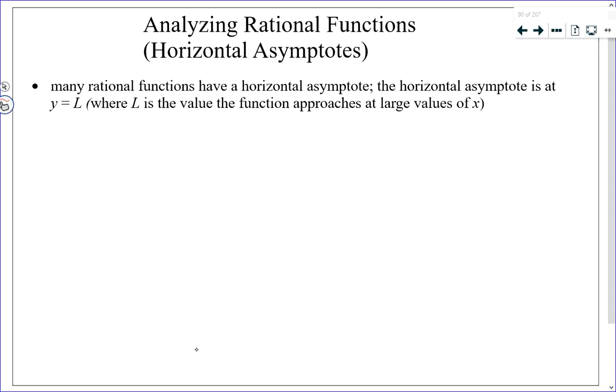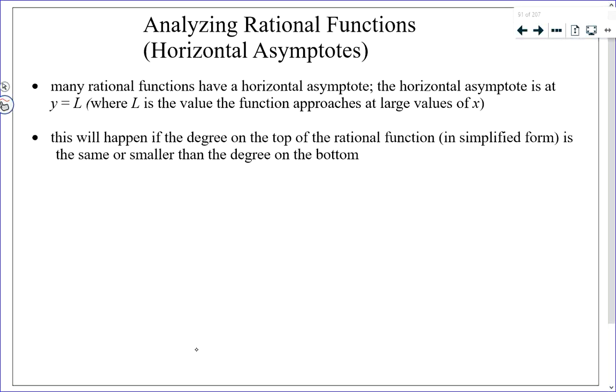It will have an equation of y equals some number. That number is the value that y approaches when x gets really large. So if you wanted to find out if there's a horizontal asymptote, you could put in a very large number for x and see what y is getting closer to. This is only going to happen if the degree in the numerator is the same or smaller than the degree in the denominator. So if the degree in the numerator is higher, you will not have a horizontal asymptote.